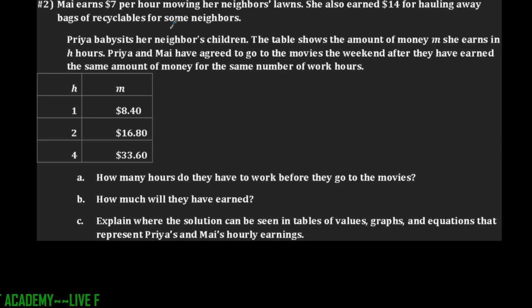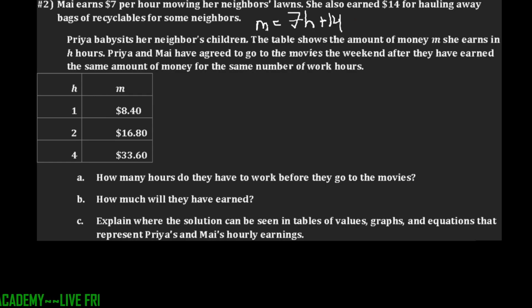All right. For number 2, it says Mai earns $7 per hour mowing her neighbor's lawns, and she earned $14 for hauling away bags of recyclables. So write the equation to go along with it. We're going to say M is equal to 7H plus 14. So we have $7 per hour plus the 14 that she starts with for the recyclables.